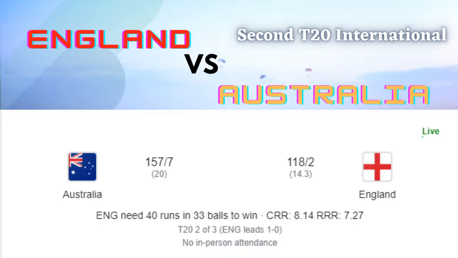Tom Banton is on strike now, the new batsman. Last ball is a quicker delivery, 151 kilometers per hour delivery. Stark should be happy bowling to the new batsman. 39 required for England of 32 balls. Stark is bowling out his 4 overs now.